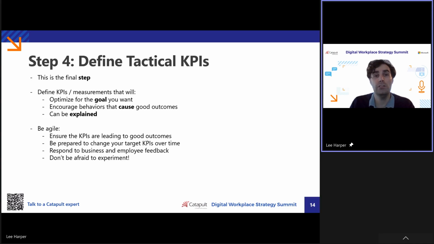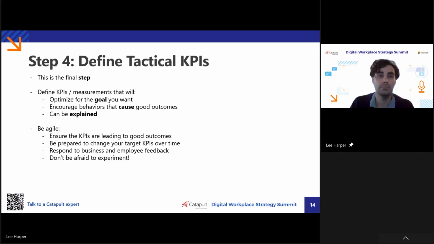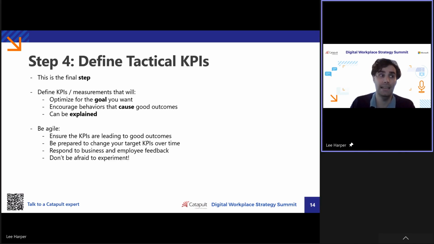Asking someone to be at their computer screen for 8 hours a day and monitoring that via their webcam, is that going to get you the outcome that you want? It may, or it may not. And crucially, can you explain it? Can you explain how that KPI is linked to the outcome that you want? If you can do those things, you'll probably create good KPIs to achieve your goals.